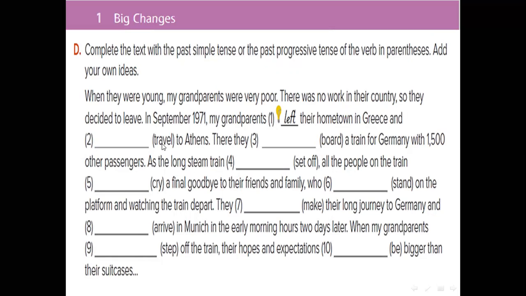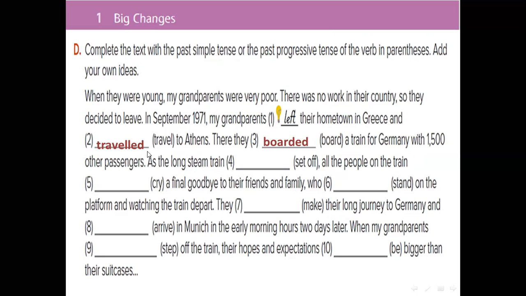What is the past form of travel? It's a regular verb. Excellent. It will be traveled. There they boarded a train for Germany with 1,500 other passengers. Here we will use past form. What is the past form of board? Excellent. Boarded, regular verb. As the long steam train set off, all people on the train cried a final goodbye to their friends and family.